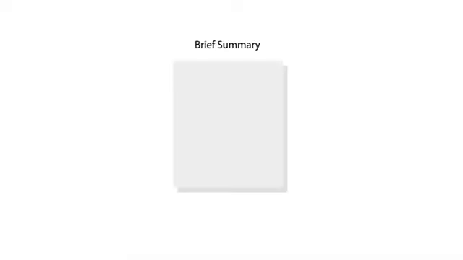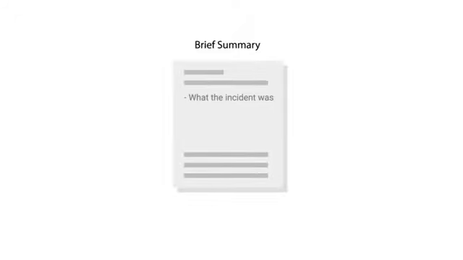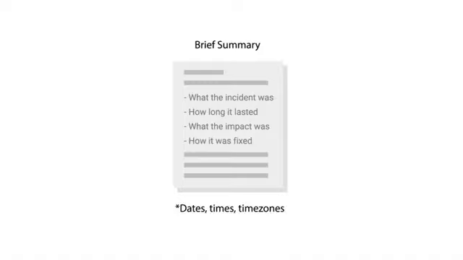Now that we know the benefits of a post-mortem, let's take a closer look at what goes into one. A typical post-mortem for an incident begins with a brief summary, just a short paragraph that summarizes the incident. It should include what the incident was, how long it lasted, what the impact was, and how it was fixed. Be mindful of time zone when listing times and dates in the post-mortem. Always clearly state the time zone to be absolutely clear.